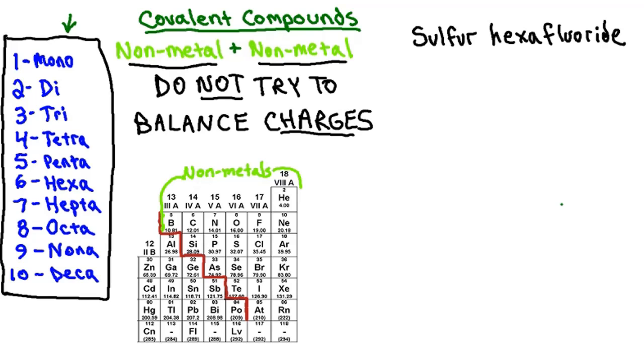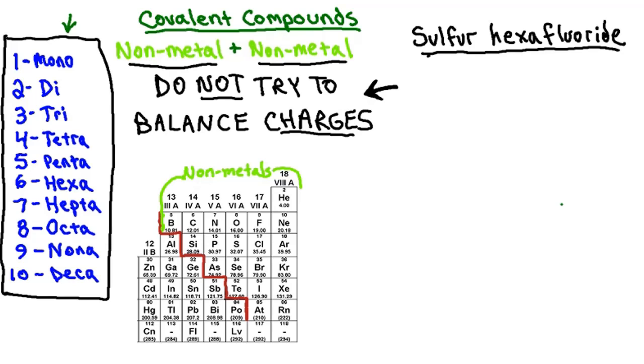Now let's try it backwards. Let's take this name, sulfur hexafluoride, and write the formula for it. I want to remind you, do not try to balance the charges when you write the formulas for these. That's for ionic compounds, when it's a metal and a nonmetal together. But these are all negatively charged anions, so you're not going to be able to balance these charges. So covalent compounds do not balance the charges.